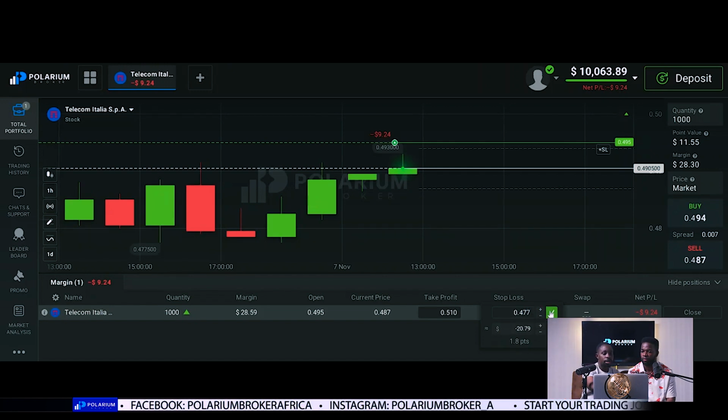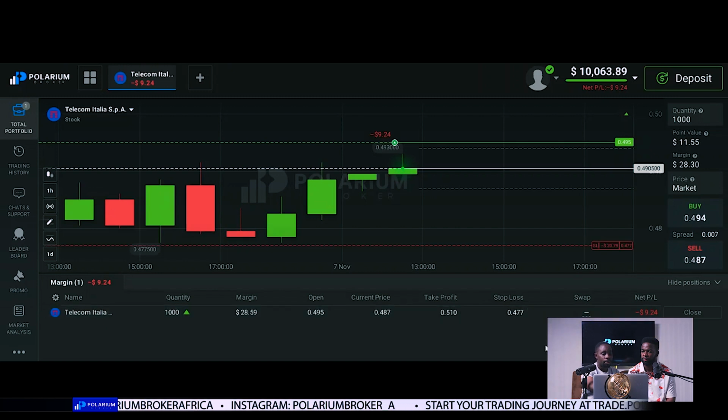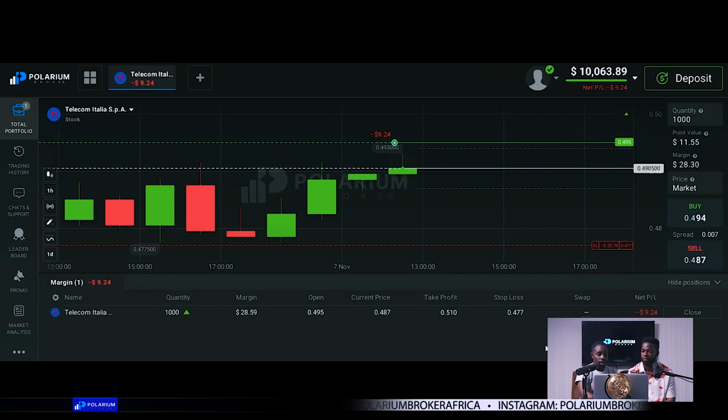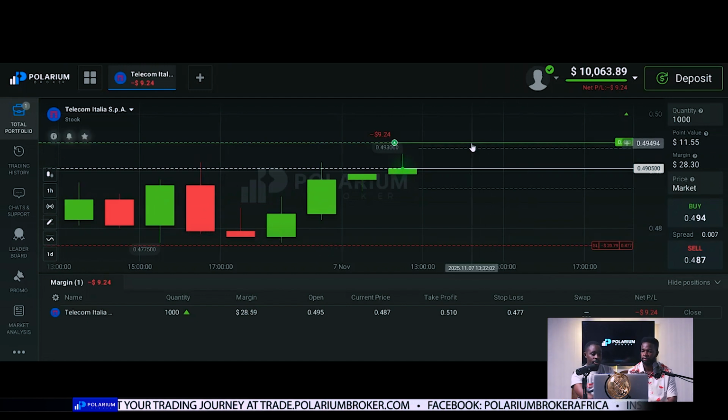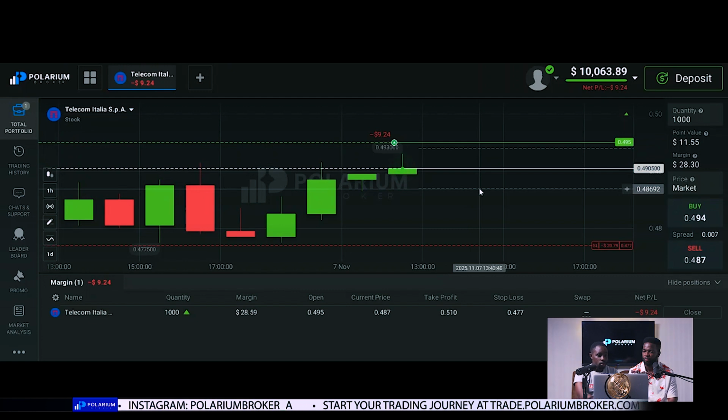Look at the gap for our take profit, and look at the gap for our stop loss. We can see from here that there will definitely be a crash before we can get to our stop loss, but we'll easily get to our take profit within the next few hours or minutes. So this is basically how we trade this particular stock.